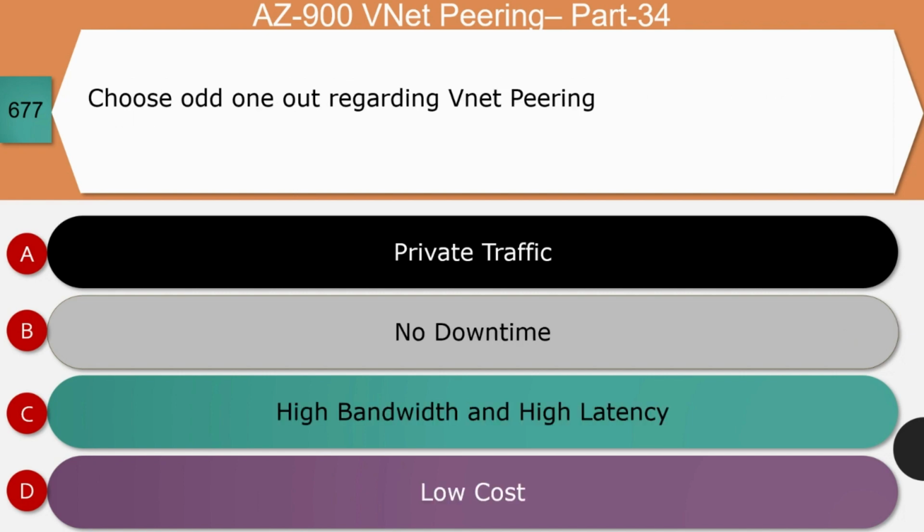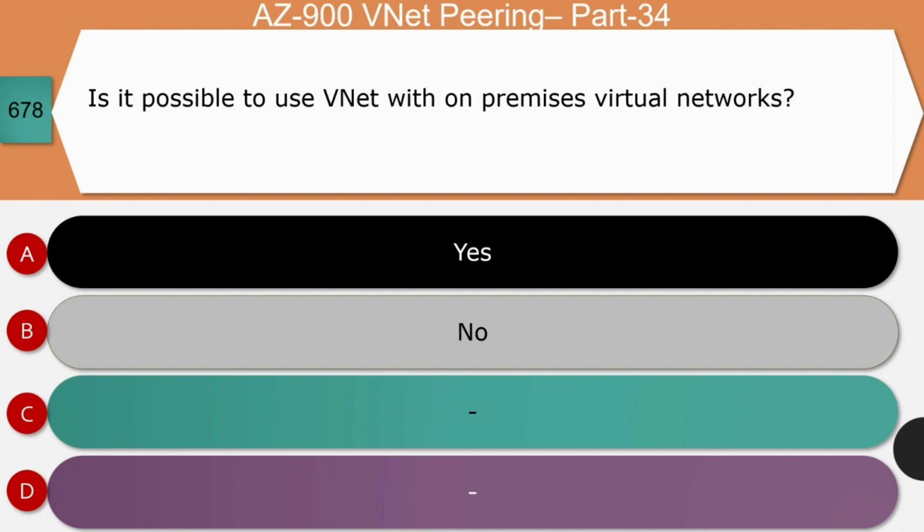Next question, choose the odd one out with respect to VNet pairing. Is it private traffic, no downtime, high bandwidth and high latency, or low cost? The right answer for this question is high bandwidth and high latency. It's supposed to be high bandwidth and low latency, and so option C is the correct answer.